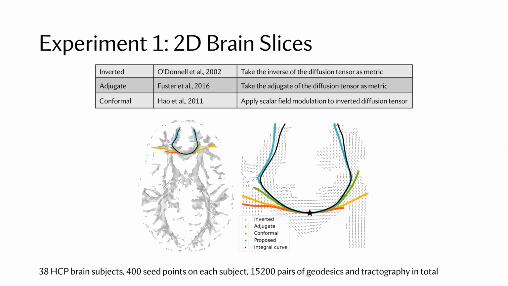As you can see in the visualization, the background is the tangent vector of the tractography representing the water diffusion. Both the black tractography and the colorful geodesics are shooting from the black star in the same direction. Yellow, red, green, and indigo curves represent the geodesic running on the inverted, aggregate, conformal, and our metric. It is very clear that our geodesic characterizes the tractography most precisely, while all the other geodesics deviate from the tractography at the end of the day.